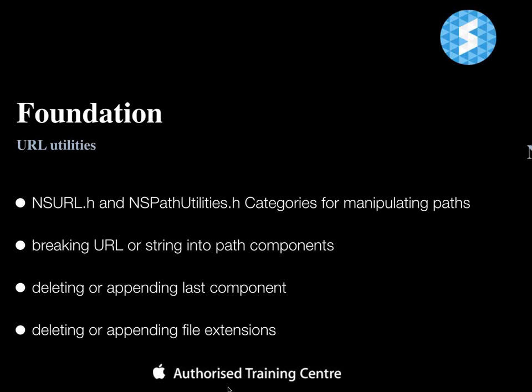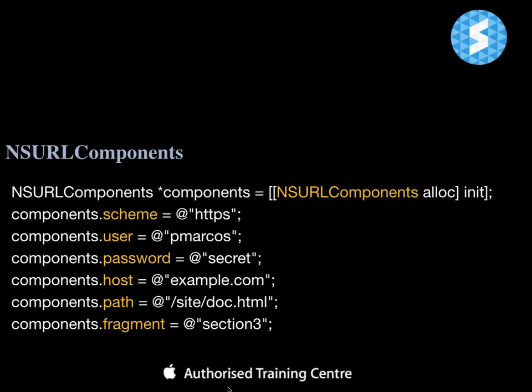Once you initialize the components class, you have a couple of properties like scheme, user, password, host, path, and fragment. The only thing you need to do is initialize them. Once you do that, you can query them for your URL, or another good thing is you can also modify them. So NSURLComponents is especially used for building a URL from scratch as well as modifying certain components of it.